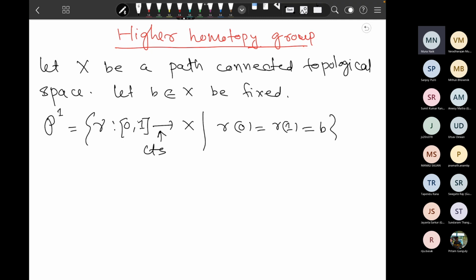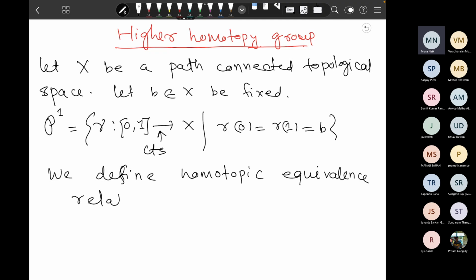Okay, so on this set P1 you define an equivalence relation. We define some homotopic equivalence relation on P1, and we get pi 1 of X. We get the fundamental group.